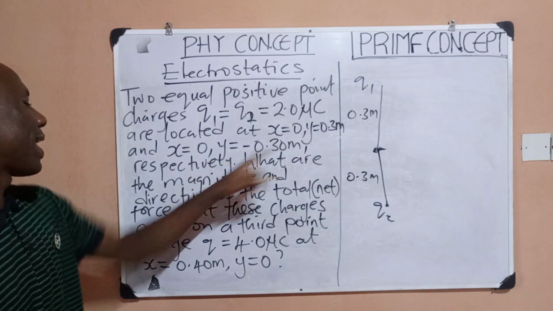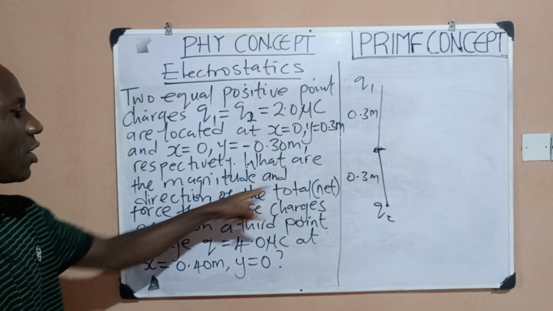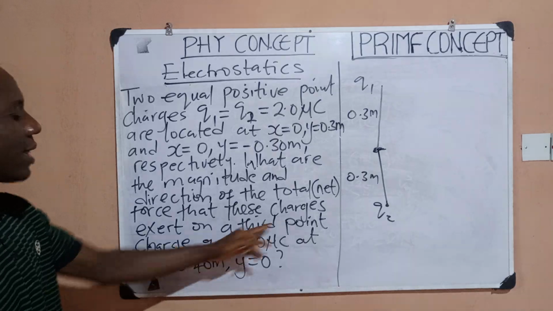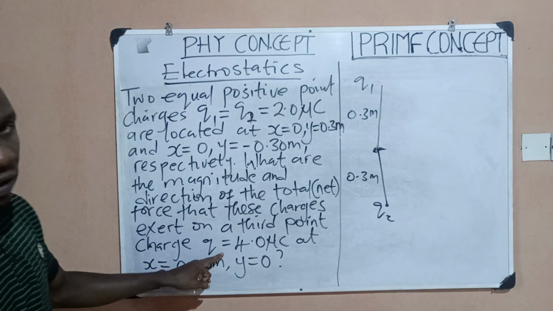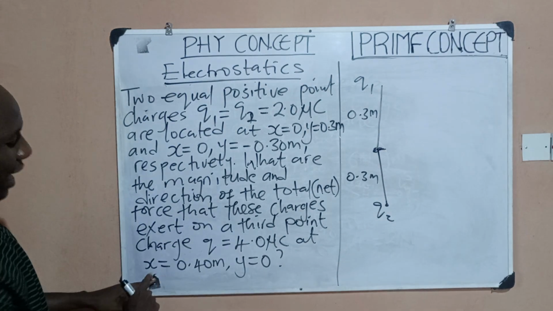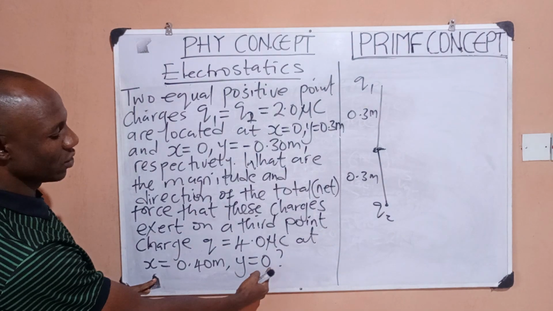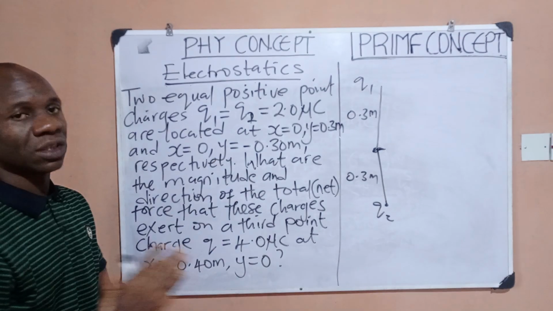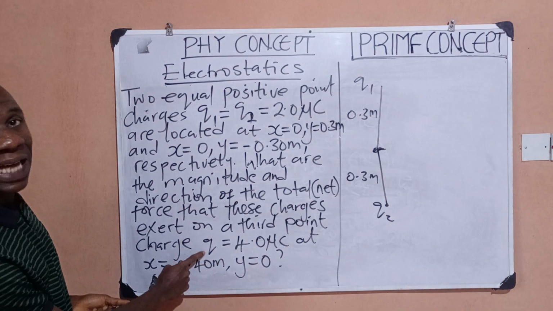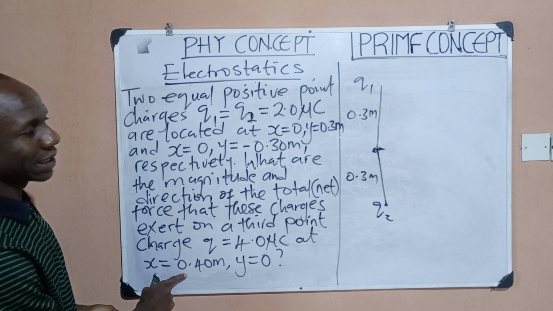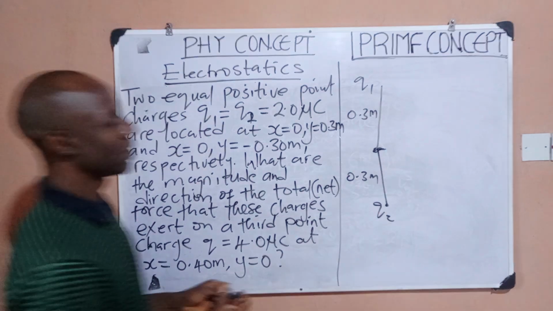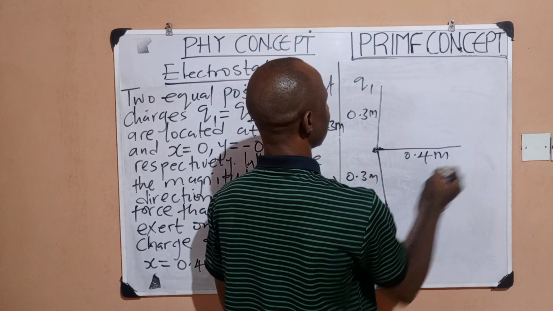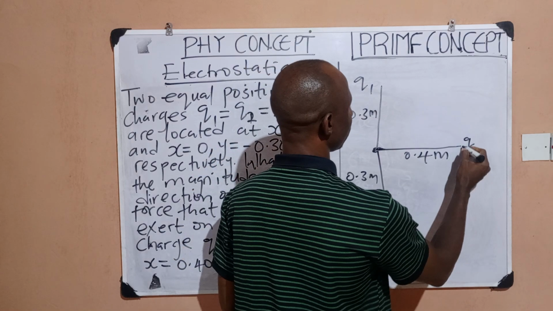Now, we ask what are the magnitude and direction of the total or net force that these charges exert on a third charge Q, at point x equals 0.4 and y equals 0. When y is 0, it means you are along the x-axis. When x is 0, you are along the y-axis. So it means our third charge Q is along the x-axis at a distance of 0.4 meters. So 0.4 meters away. So this is where we have our charge Q, right?